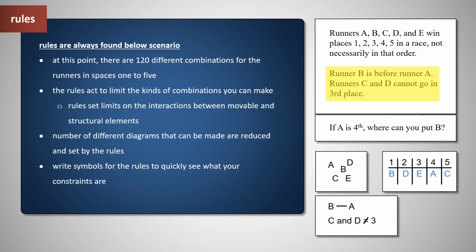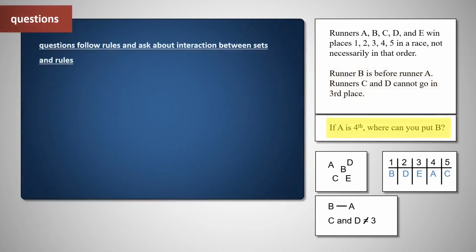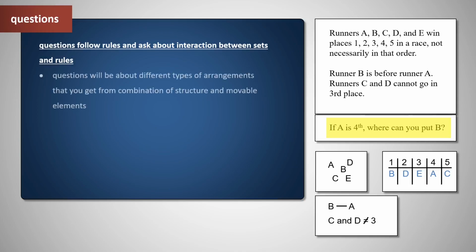Now, with respect to the questions, we've got the question highlighted. The questions follow the rules and then ask you about the interaction between the sets and the rules. By follow the rules, I mean they're found after the rules. And they're going to ask you about the interaction between the sets and the rules, like what is something that is going to be a consequence of the information that you're given. So questions will be about different types of arrangements that you get from the combination of the structural and movable elements. And the questions will always ask about the different possible arrangements.